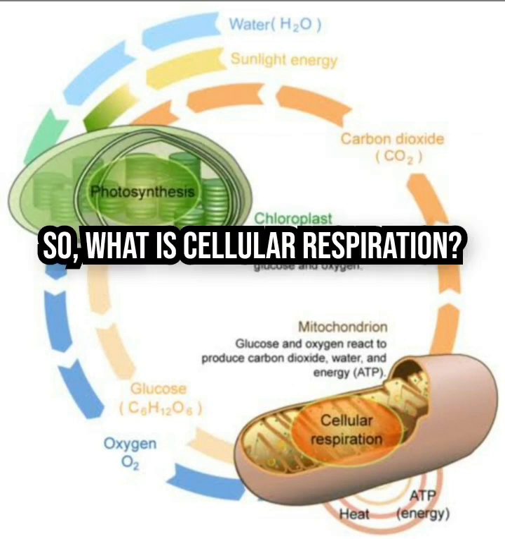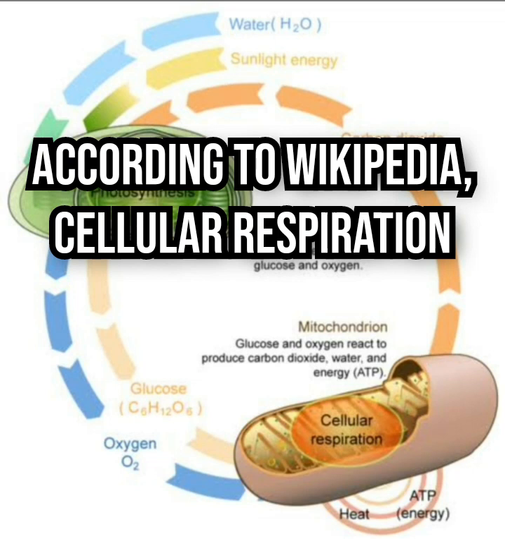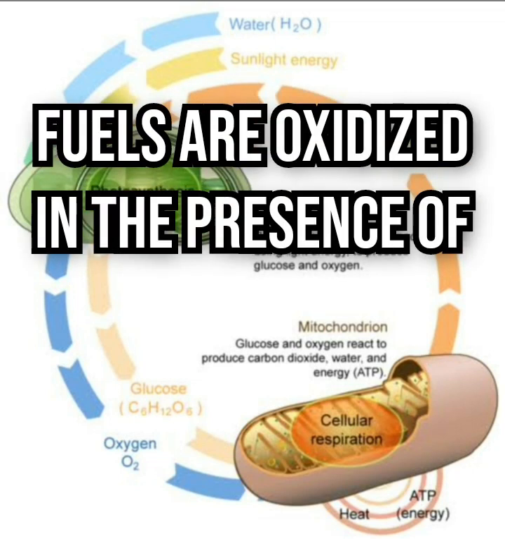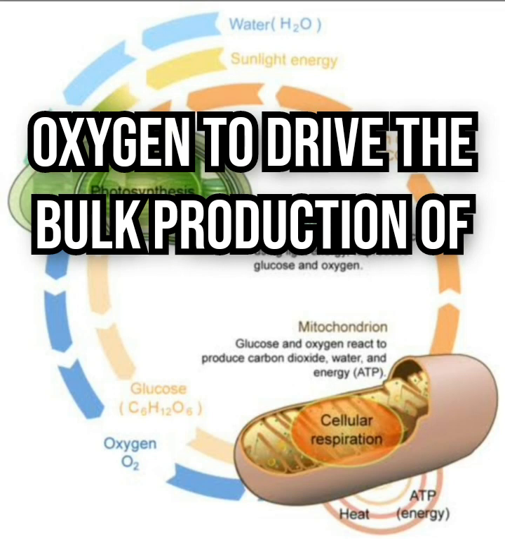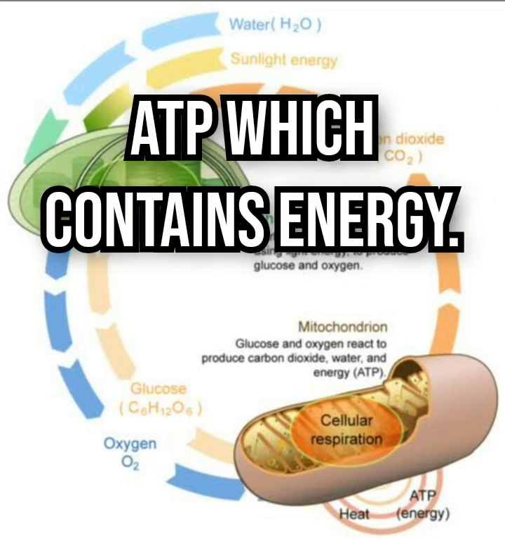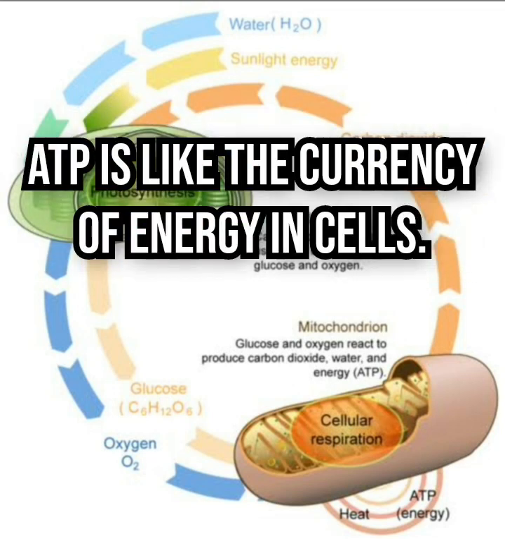So, what is cellular respiration? According to Wikipedia, cellular respiration is the process by which biological fuels are oxidized in the presence of an inorganic electron acceptor such as oxygen to drive the bulk production of adenosine triphosphate, ATP, which contains energy. ATP is like the currency of energy in cells.